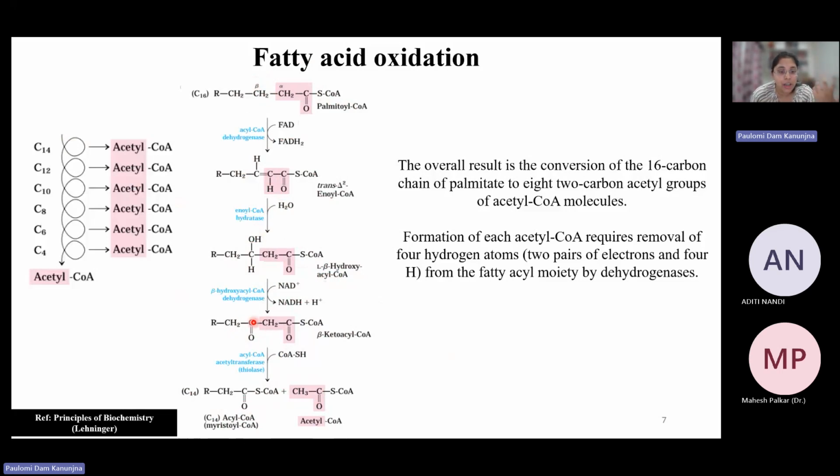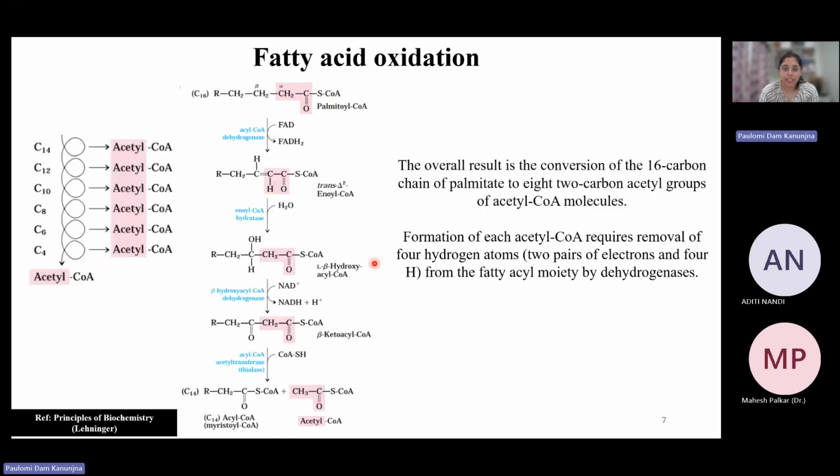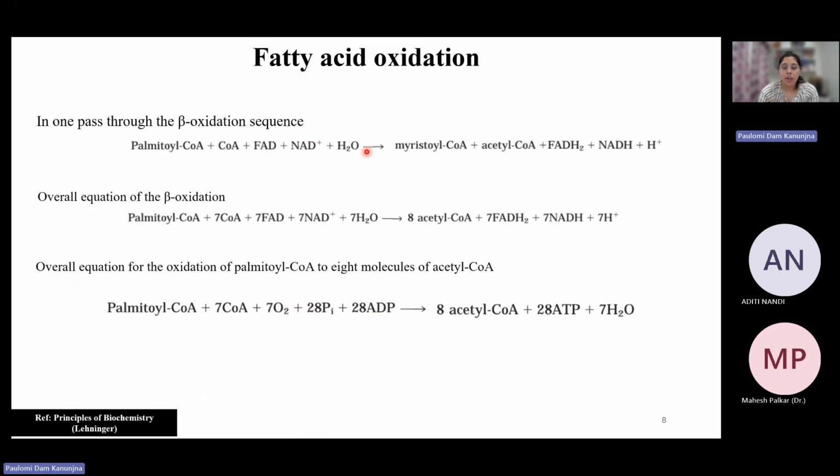So beta oxidation, that's what it's all about, right? Okay, so we have understood the basics. We can look at the stoichiometry as we have already discussed. If you look at one pass, palmitoyl coenzyme A plus FAD and NAD plus. The two dehydrogenation steps, one uses FAD, one uses NAD plus. And with H2O in the second step, hydration, it will give you myristoyl coenzyme A, acetyl coenzyme A, one FADH2 and one NADH.